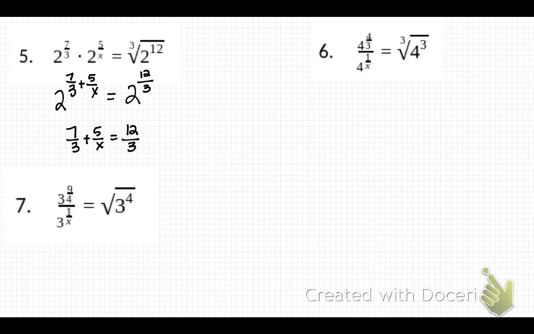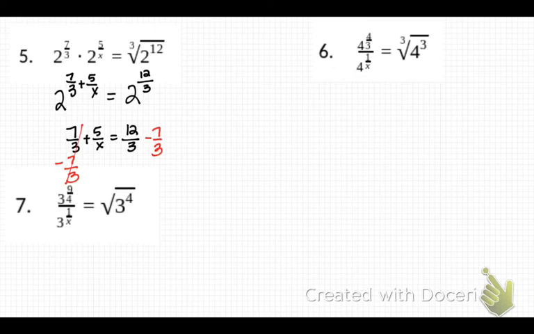Okay, so there are 2 ways to do this kind of problem. One way is more of an algebraic way, and the second way is more of an intuitive way. I'll show you both ways, and you can decide which one you prefer. The first way, I want to get the 5 over x alone, because that's where my variable is. So I'm just going to do a multi-step equation. I'm going to subtract 7/3, and I'm subtracting 7/3.